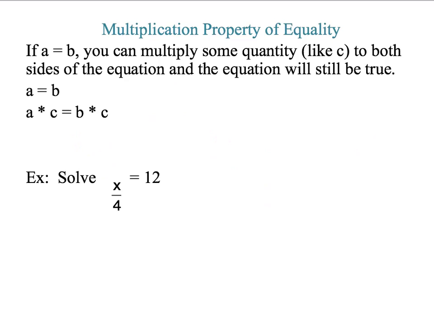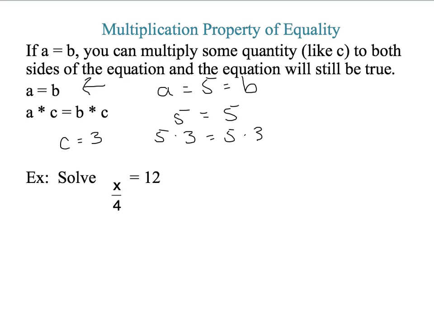So just like we saw for our addition and subtraction properties of equality, we start out with two numbers that are equal, like A and B, or we can say A is equal to 5, which is equal to B, so you have 5 equals 5, and you can multiply some number like C, so we're going to say C is equal to 3, to both sides and it'll still be the same. So we can say 5 times 3 equals 5 times 3, which is 15 equals 15. So we know that the multiplication property of equality is true.